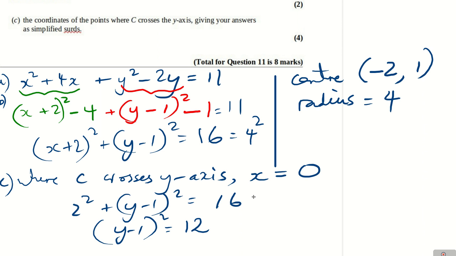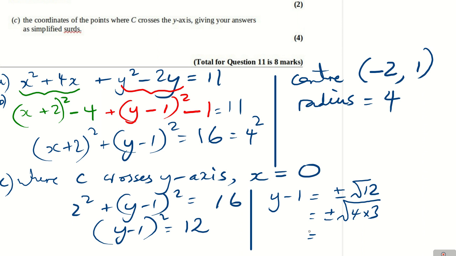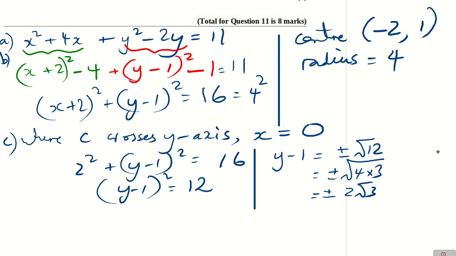And we want the answers as simplified surds, so we're going to leave square roots in. So we get y minus 1 is plus or minus root 12. Now root 12 of course is the same as the root of 4 times 3. Root 4 though is 2, so it's plus or minus 2 root 3. We've almost done it now. That's going to give us 2 possible values for y. Move the 1 over and we're going to get y equals 1 plus or minus 2 root 3.